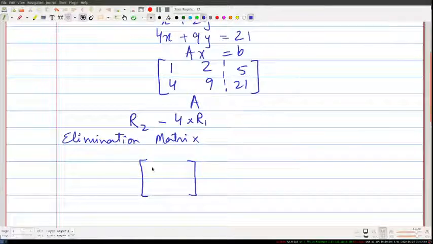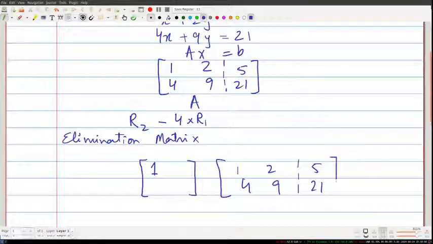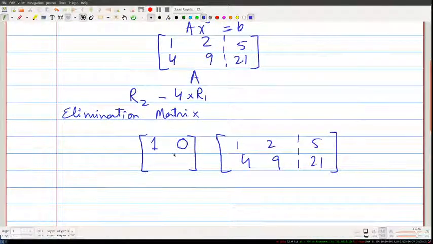Notice each row is taking some linear combination of the rows of the next matrix. So we have 1, 2, 5, 4, 9, 21, and I want to multiply it such that the first row is preserved. So think of it as taking linear combinations of the rows. Take one of the first row and none of the second row. And in the second one, take negative 4 of the first row and 1 of the second row.